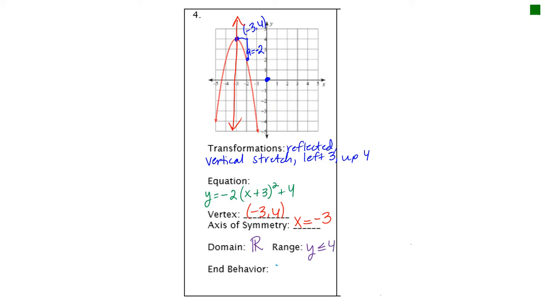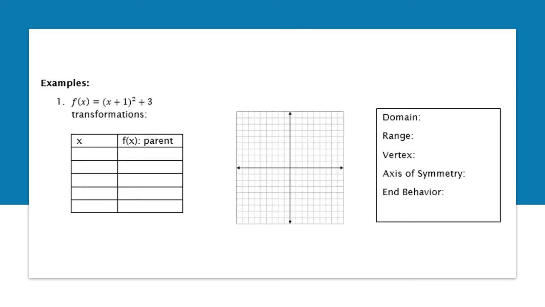And then end behavior, I can set up x equals infinity, x equals negative infinity. And then in a parabola, you may notice that this is always going to kind of work out this way. Your y values will always be the same because they're always going to be pointing in the same direction. So since these are both pointing down, that means both of my y values are going towards negative infinity.